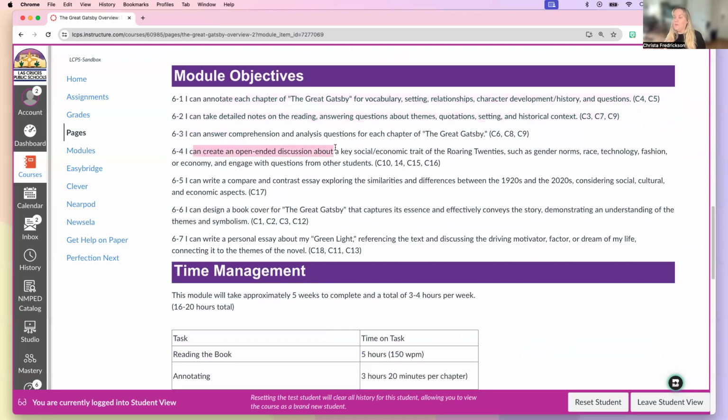Okay, the next thing we're going to do is create open-ended discussions about social and economic traits of the Roaring Twenties, such as gender norms, race, technology, fashion, and economy, and engage with questions from other students. This is where we're going to really look at the deep issues of the 1920s and discuss them, but you guys are going to be facilitating those discussions yourselves.